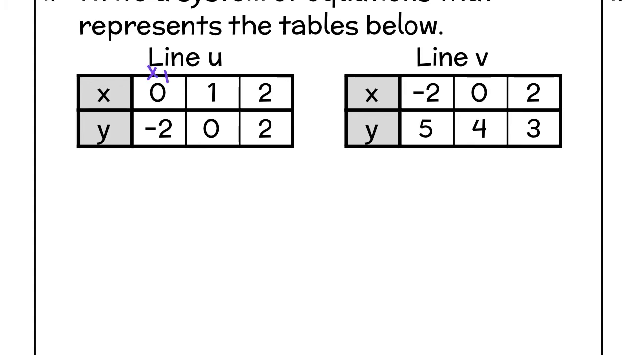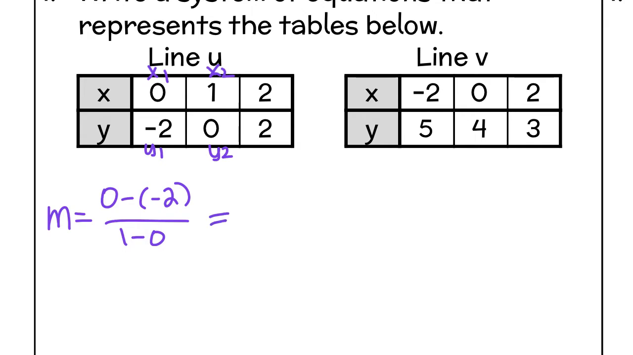This could be x1, y1, x2, and y2. So we're going to plug those numbers into the slope formula. So on top, I'll have y2 minus y1, so that's 0 minus negative 2 over x2 minus x1, 1 minus 0. So when you put this into the calculator, you get 2. So I've officially found my slope.